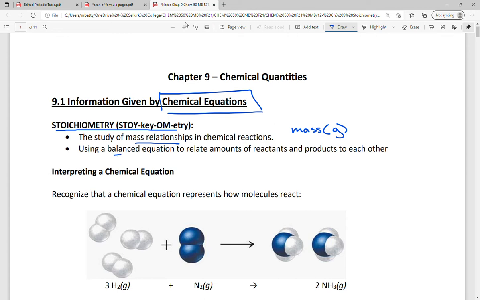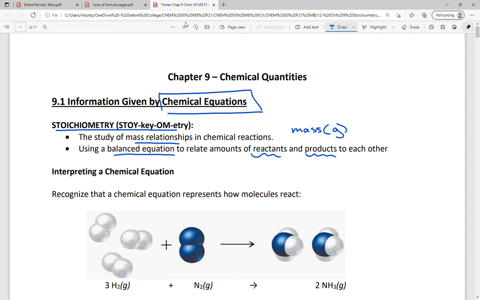A balanced chemical reaction, or a chemical equation, is the key piece of information that we need. That relates different amounts of reactants and products to each other. Amounts can be talking about different things. Amounts could be talking about a mass, but it could also be talking about a mole. And again, as the mole is the central concept in chemistry, that's where we're going to start.